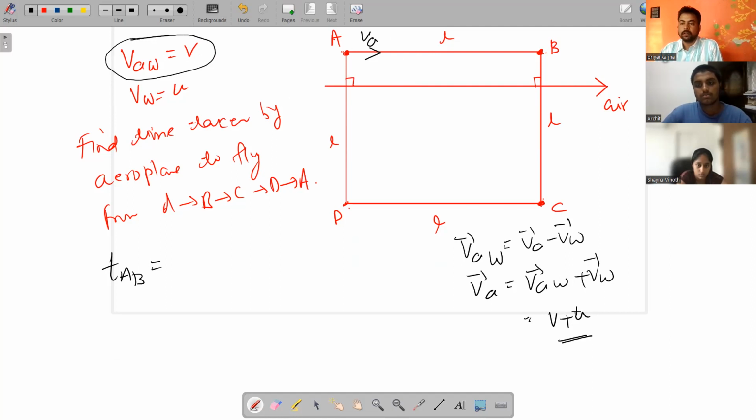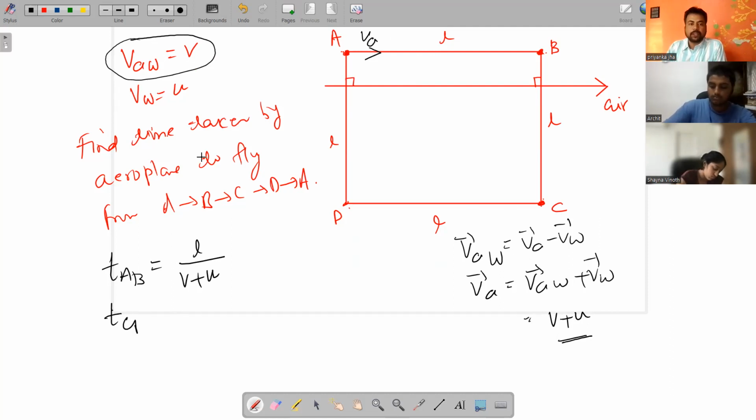So the time taken by the aeroplane from A to B is L upon V plus U. Right? Now, the time taken by the aeroplane from B to C.